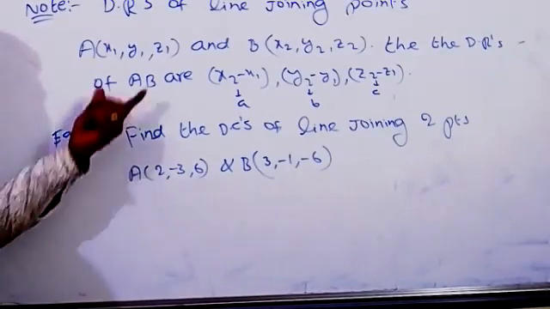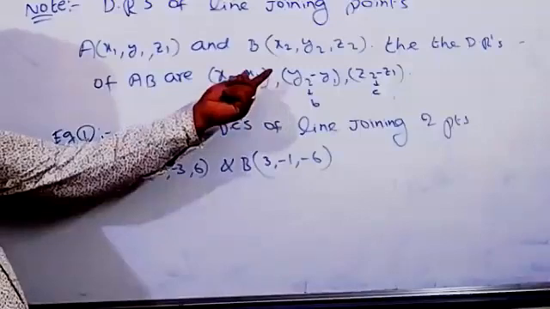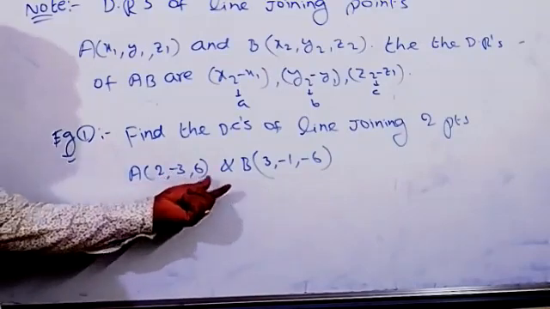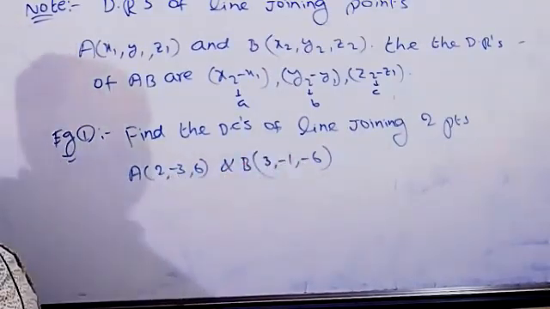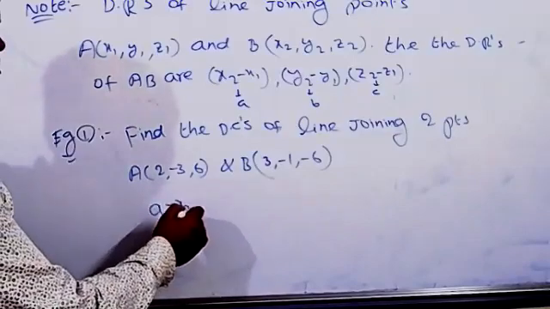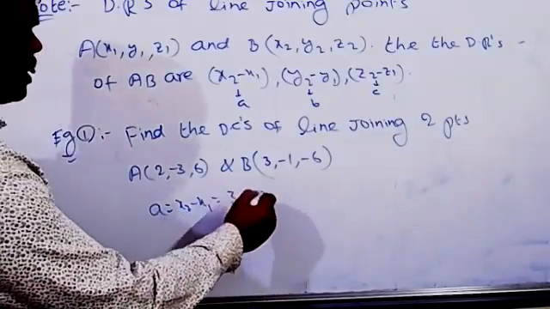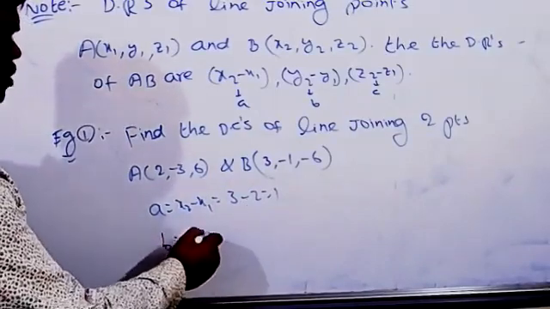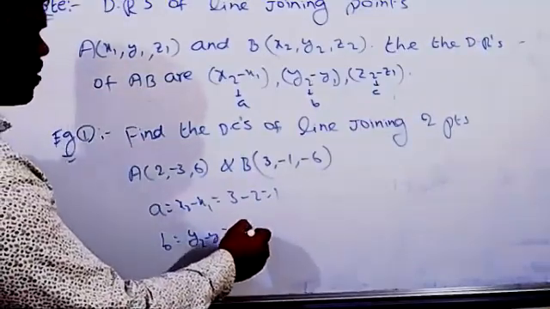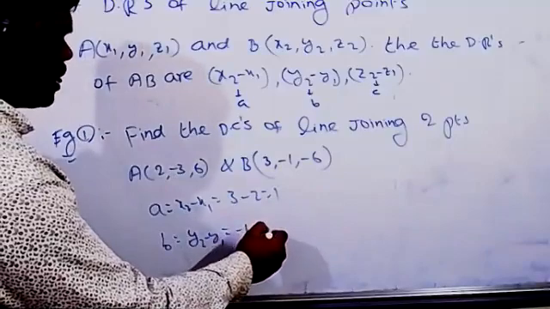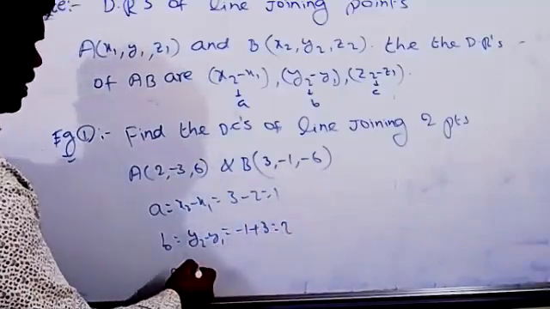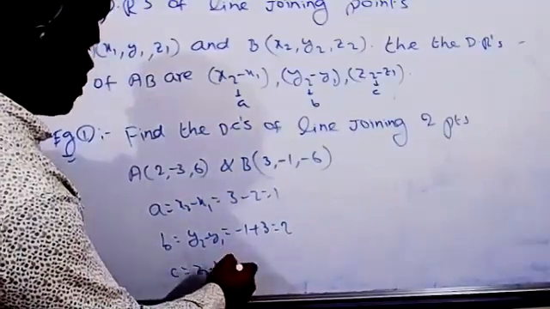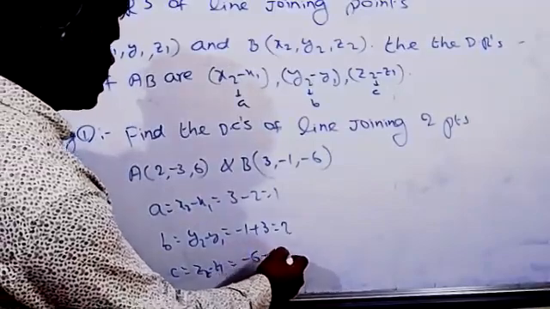So first you find the direction ratios. What is the formula we have? x2 minus x1, y2 minus y1, z2 minus z1. Clearly this is the point x1, y1, z1 and x2, y2, z2. So the value of A equals x2 minus x1, so 3 minus 2 equals 1. The value of B equals y2 minus y1, so y2 is minus 1, and minus of minus 3 equals plus 3, so 2. The value of C equals z2 minus z1, so minus 6 minus 6 equals minus 12.